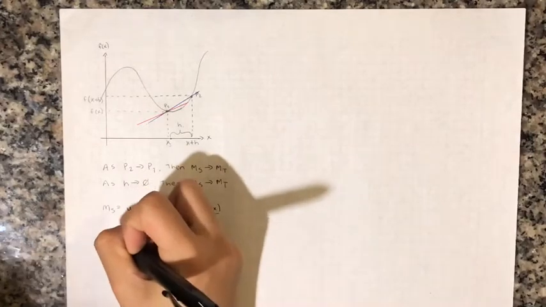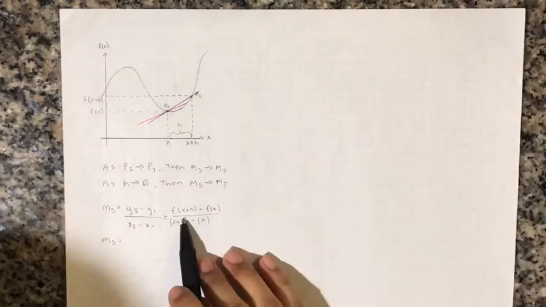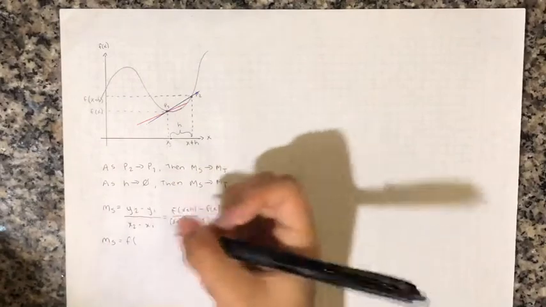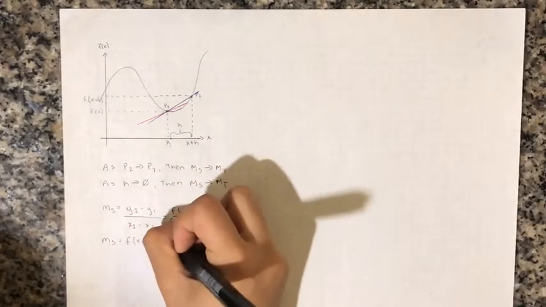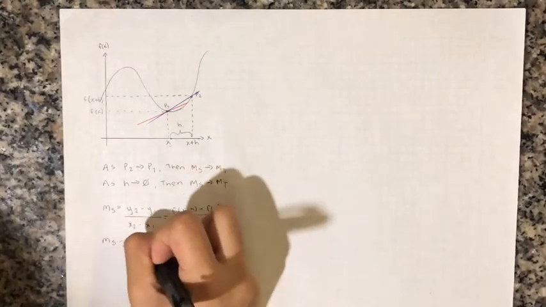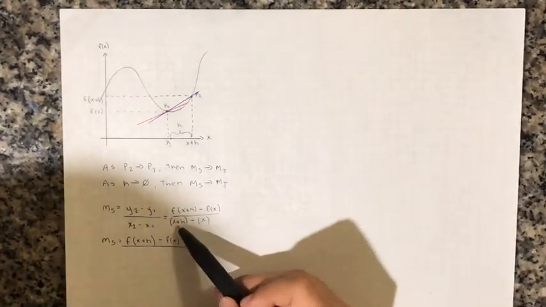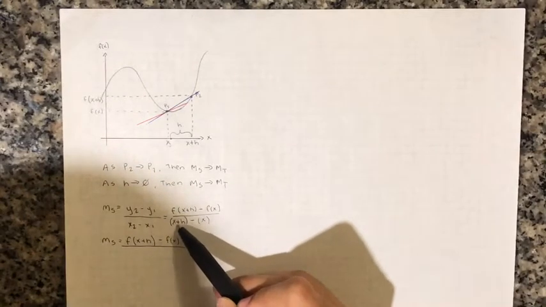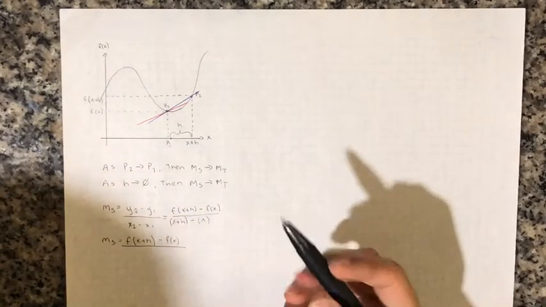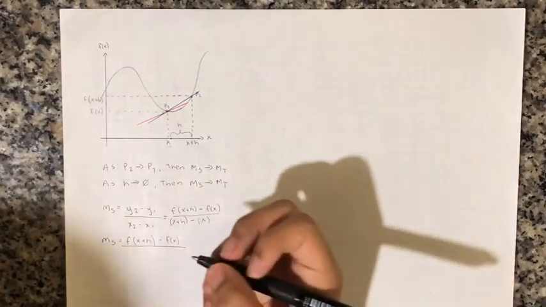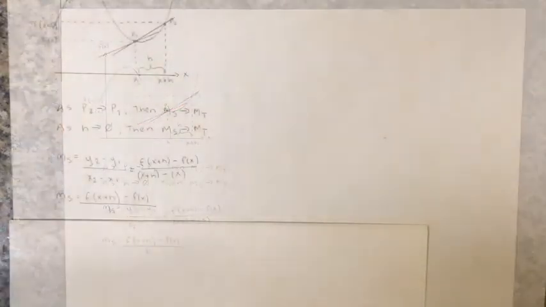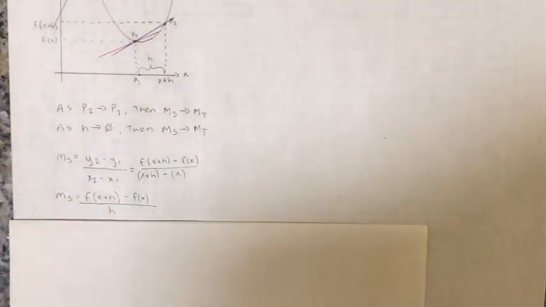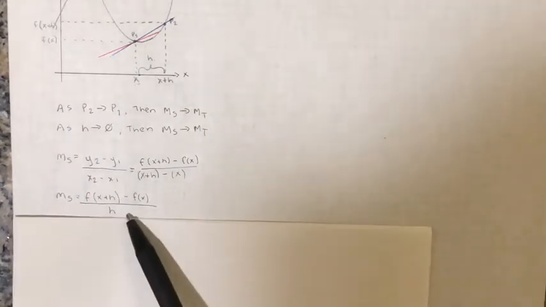The slope of the secant line is equal to f(x plus h) minus f(x). The denominator changes because if we subtract x from positive x, it eliminates itself. So the denominator would only be h. Let's remember that we're looking for the slope of the tangent line. So we're done with this process.